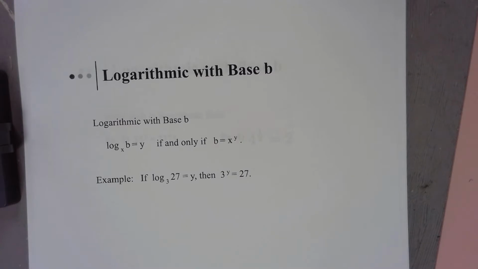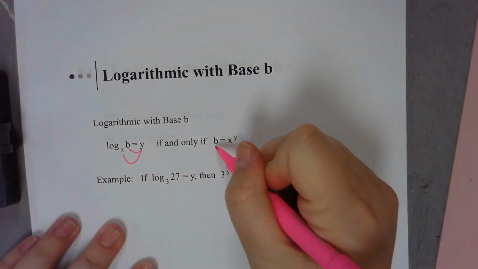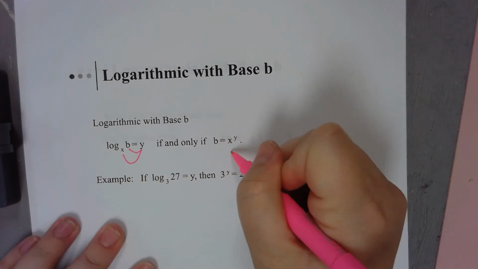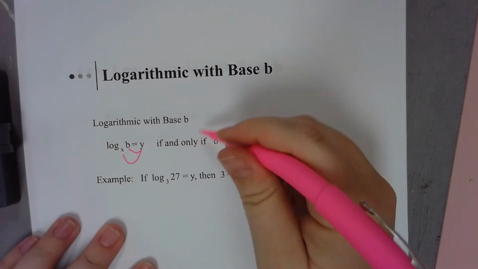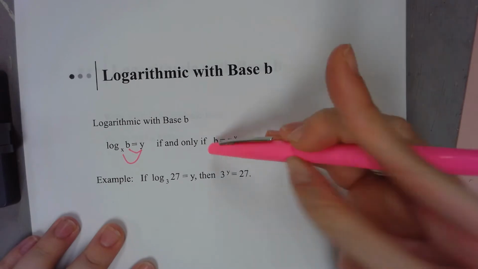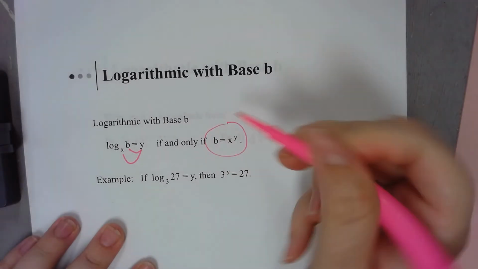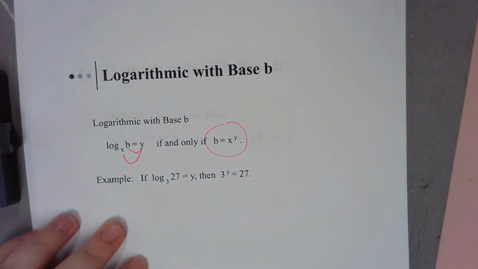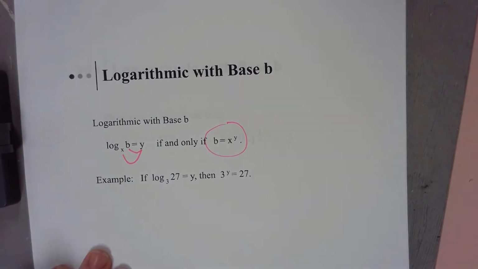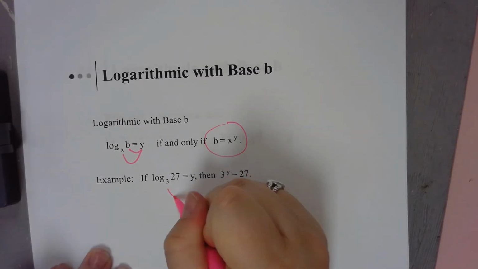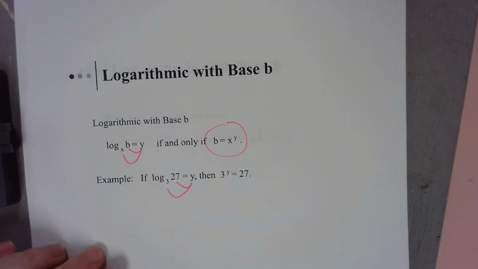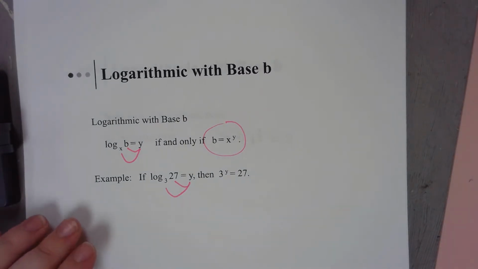And this comes back to the swoosh that I use, and you see x will go out to y and it will be equal to b. So for example, if log base 3 of 27 is equal to y, then 3 to the y power is equal to 27, based on following the swoosh method that I've taught in Algebra 2.